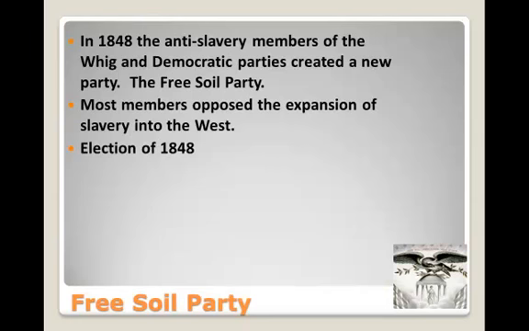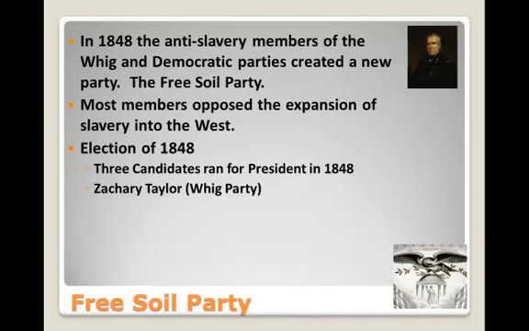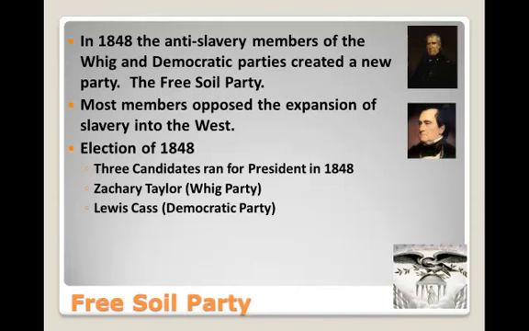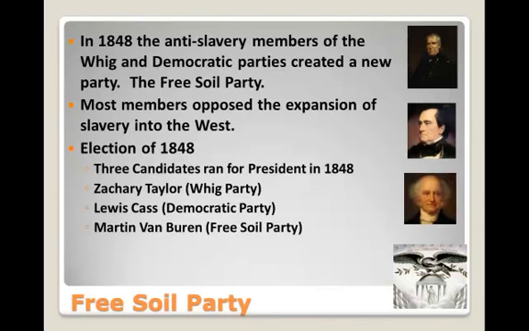So in the election of 1848, we had three candidates running for president: Zachary Taylor for the Whig Party, Lewis Cass for the Democratic Party, and Martin Van Buren for the Free Soil Party. That would not be my choice for a Free Soil candidate since he didn't win his second term of office the first time he was president, but I guess he was the best that they had at the time.